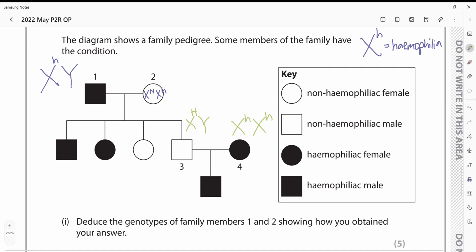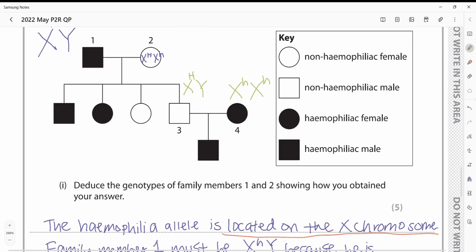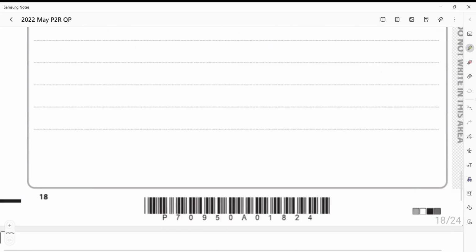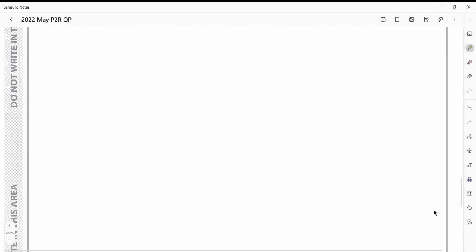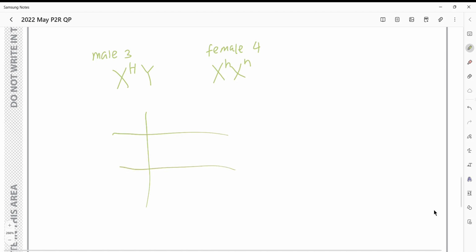So you can actually do a little Punnett square with this. I'm just going to draw it in this space here. Male 3 was this, and female 4 was this. So we can draw a little Punnett square to show our working out. You don't have to write this out because they don't specifically ask for this in this question, but sometimes they might ask you to draw it out.